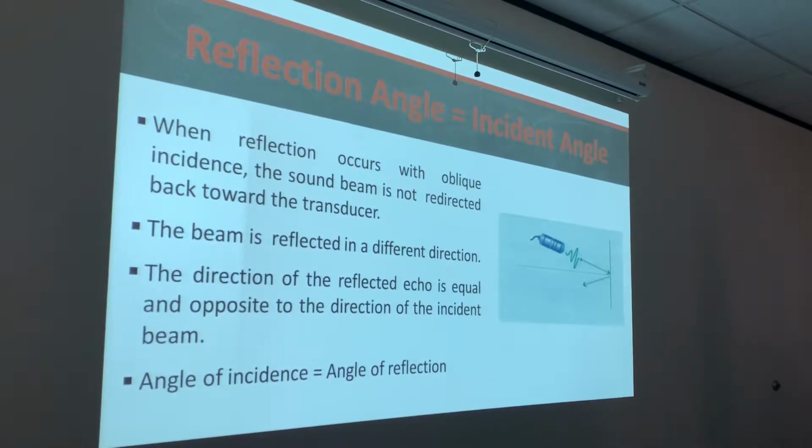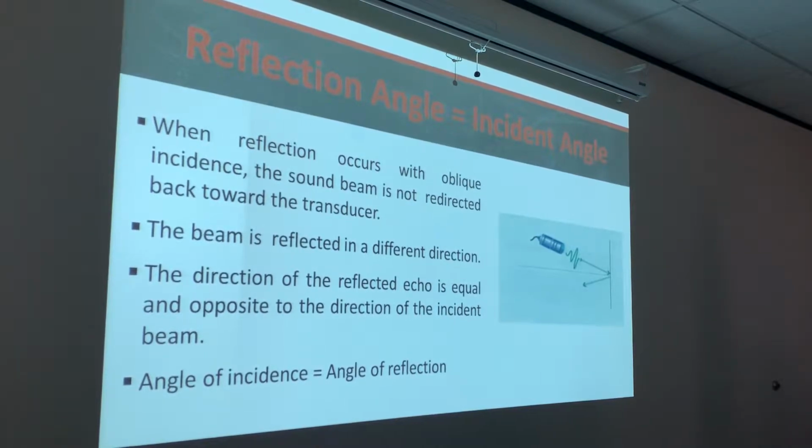Again, the angle of incidence is equal to the angle of reflection with oblique incidence. How many forms of incidence do we have, guys? Two: normal and oblique. That's all we have. Normal is at 90 degrees. Oblique is anything other than 90 degrees.